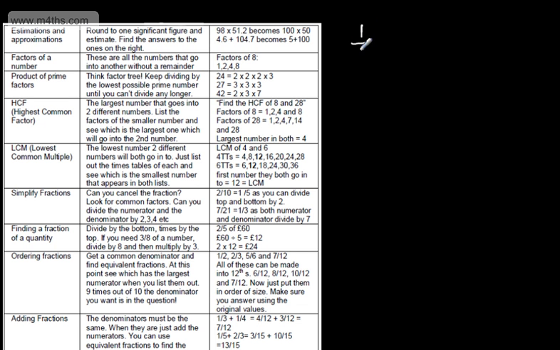Let's say I've got 1/4 plus 1/4. The denominators are the same. I simply need to add the numerators. That will give me 2/4, which we could simplify to 1/2.